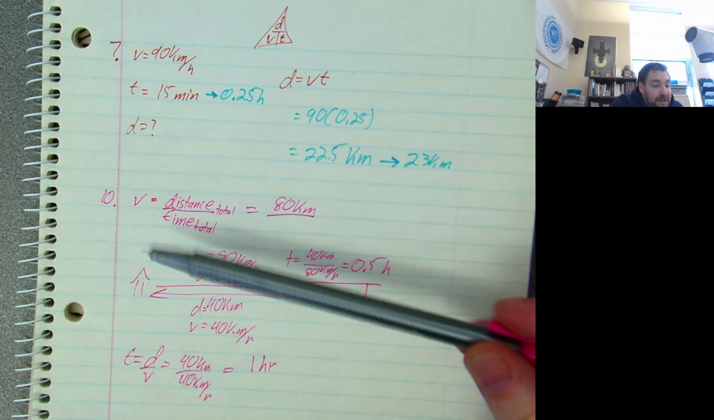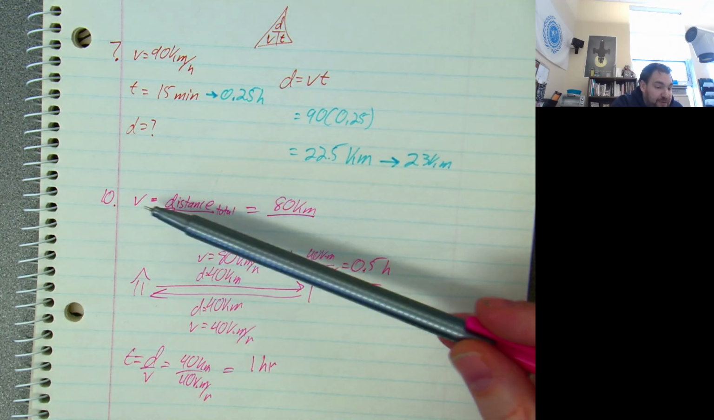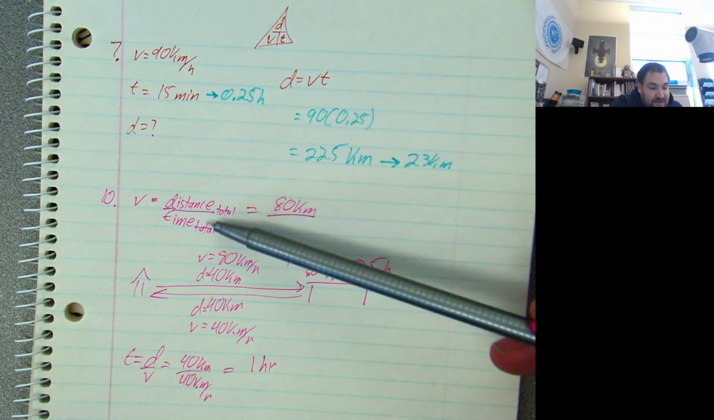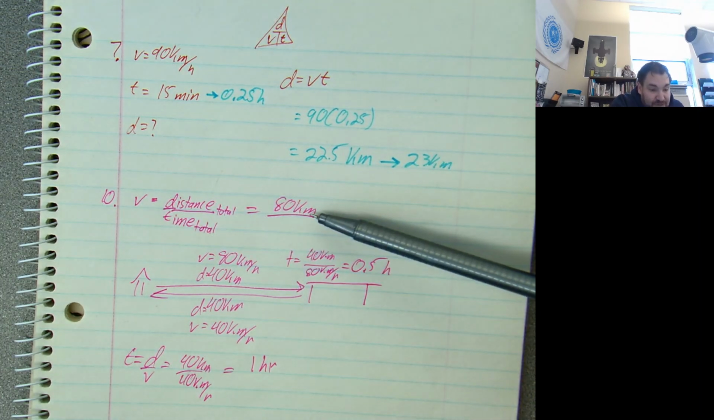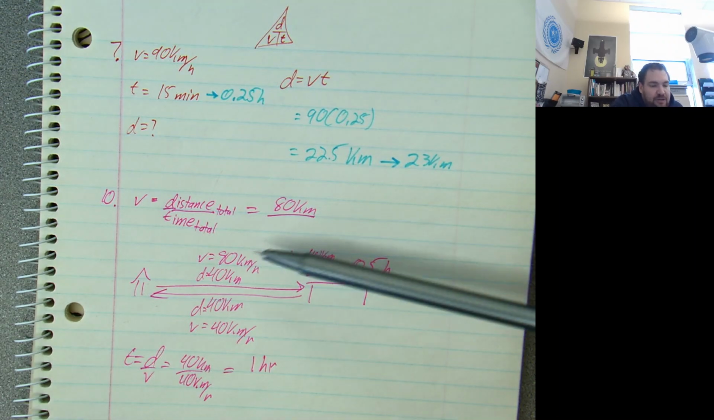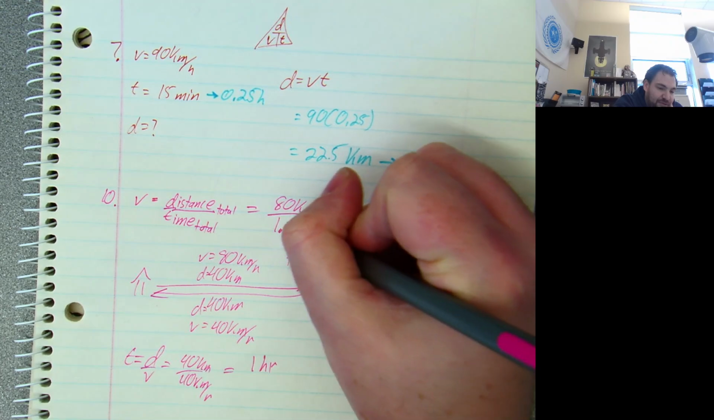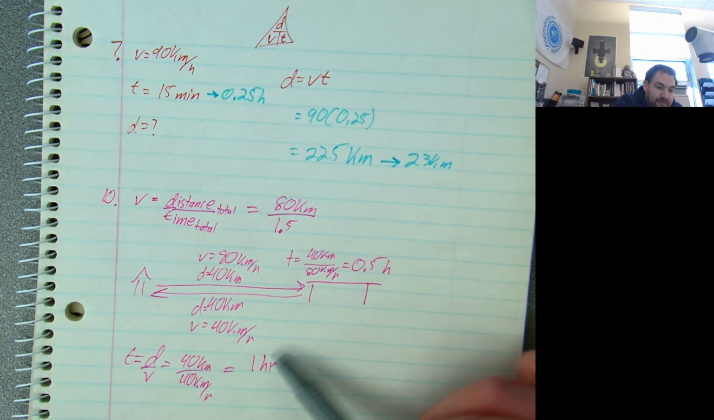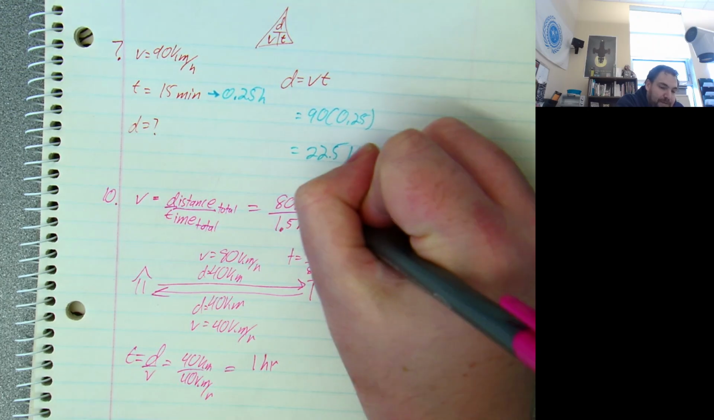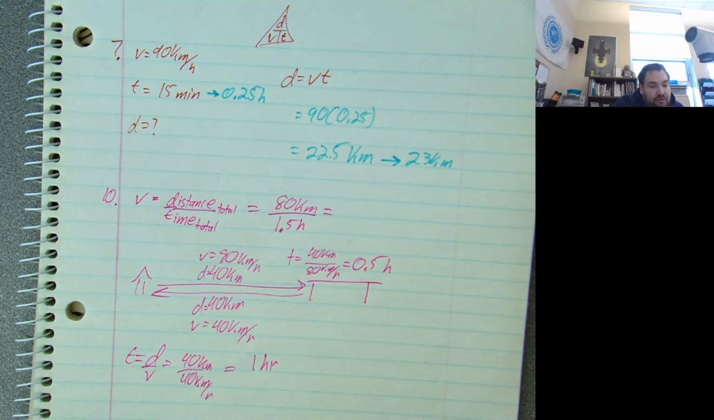So if I want speed for the entire trip, or average speed for the entire trip, you need a total distance divided by a total time. The total distance was 80, 40 out, 40 back. The total time is going to be what? Half an hour there, an hour back is? 1.5. Add those two times together. And that's going to give you your total time.